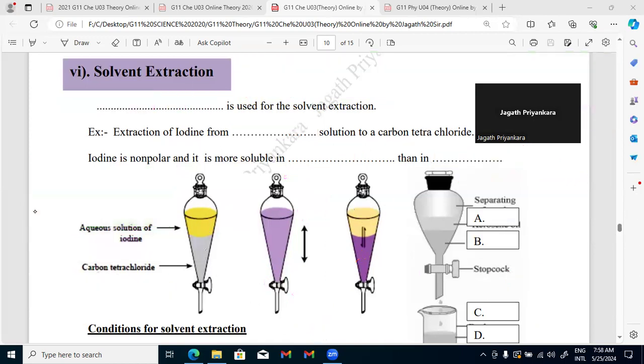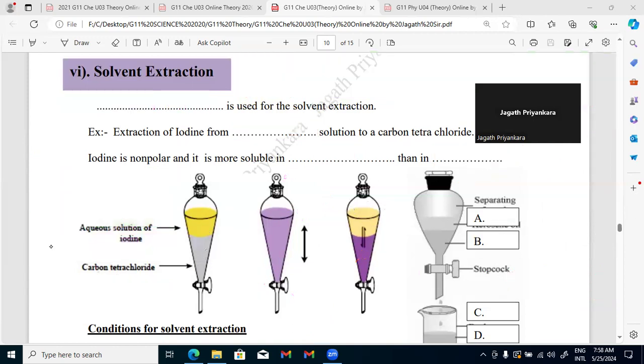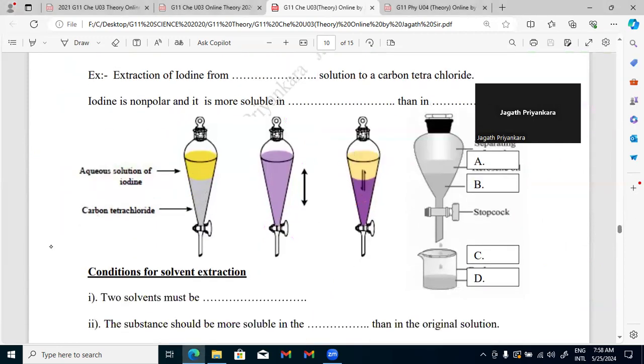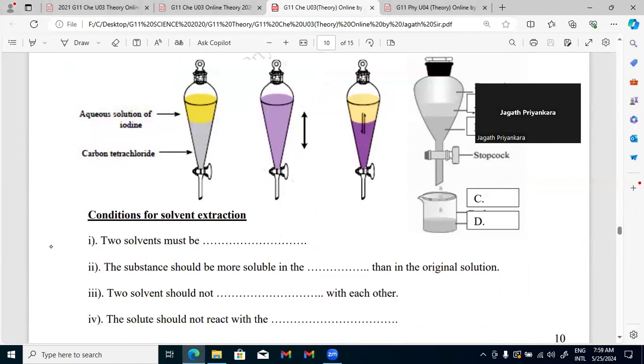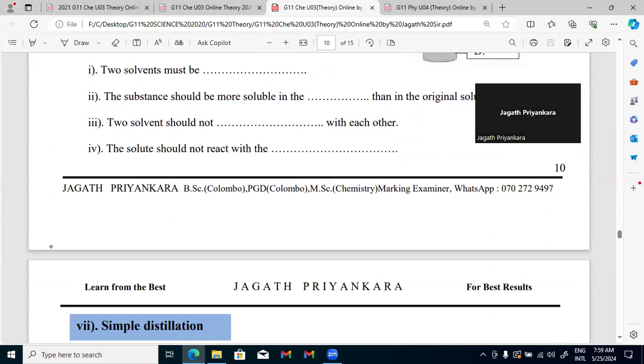Now, have you finished copying, students? When you do solvent extraction, there are some conditions. Two solvents must be immiscible, should not mix. That is the main requirement. Otherwise, you get again a mixture. So write the conditions for solvent extraction, students. Two solvents must be immiscible.